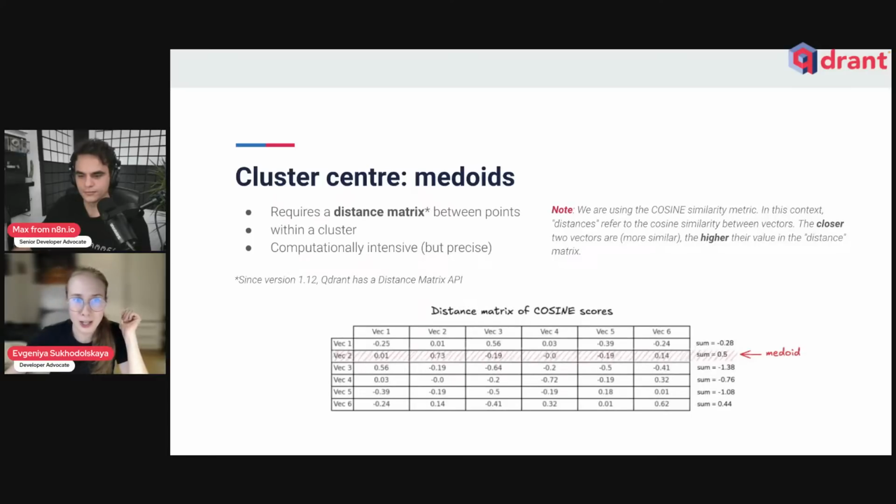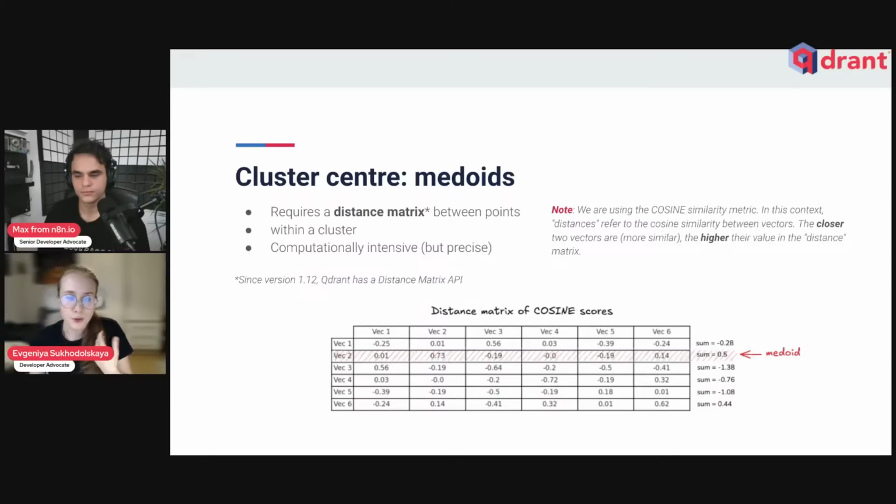The more mathematical one is using medoids as cluster centers. Since our 1.12 version, Qdrant provides a distance matrix API, which returns pairwise distances between all the vectors, all the points we have. Of course, it's a very computationally heavy method, so I don't recommend it on big loads, more than a couple of hundred. But if your clusters are small, so your labeled data is not so much, you can do this. You can get this distance matrix, based on the similarity metric that you use between vectors. In our case, it's cosine.